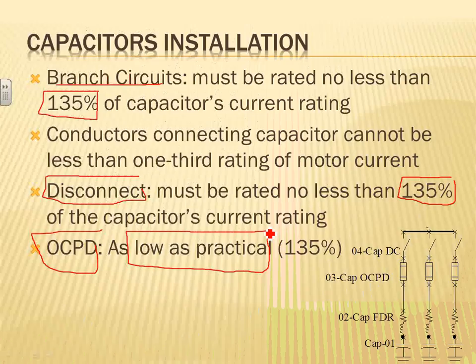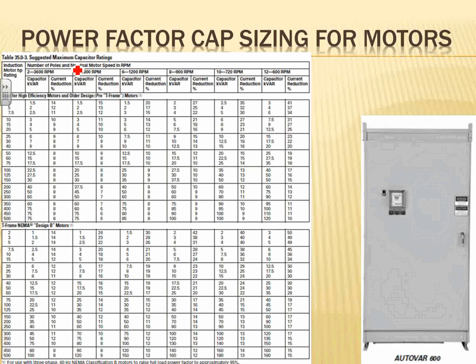If it's a circuit breaker, your circuit breaker will act as your disconnect, and it will also act as the overcurrent protection device. So I size it based on 135 and go down on that circuit breaker, unless the manufacturer recommends otherwise. Always. So here's a couple of examples, guys. Now for motors, when you size for motors, I strongly suggest going to these sheets. These are from Cutler Hammer, directly for capacitor sizing.